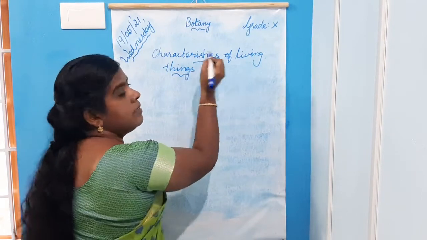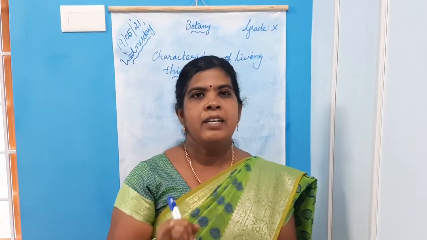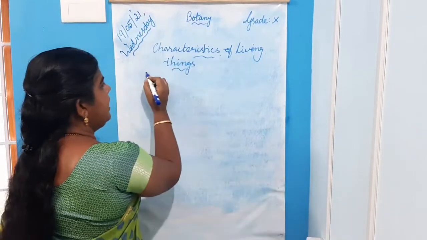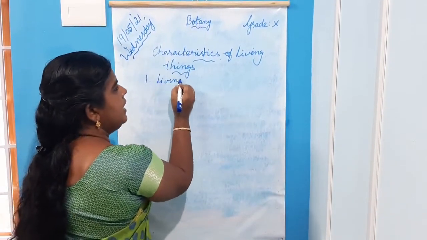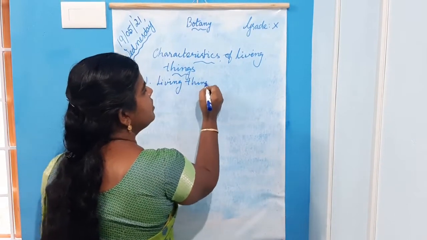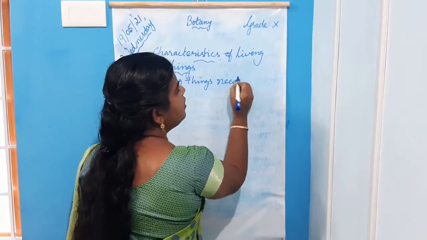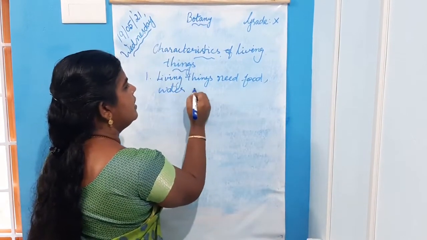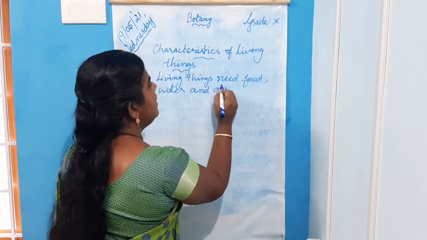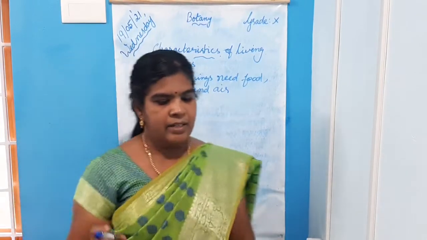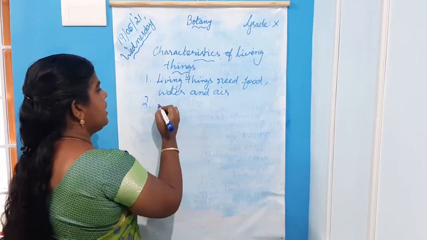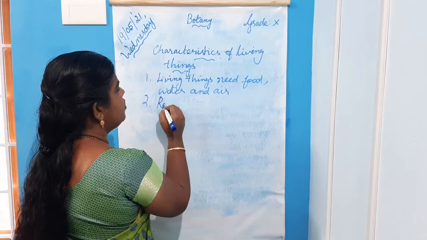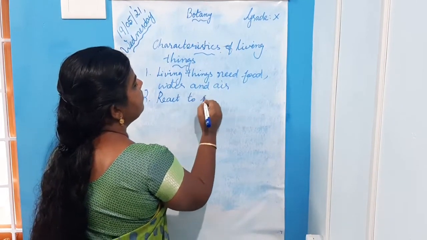First, living things need food, water and air. Then living things react to stimuli. What is the second characteristic feature? Living things react to stimuli.